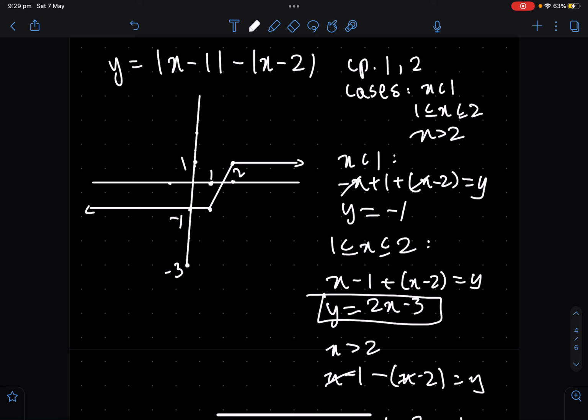And this is our function. Making sure we put these arrows and indicate the x and y axis. And this is our final question.